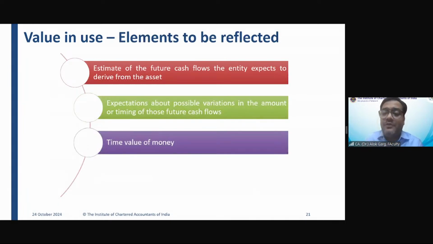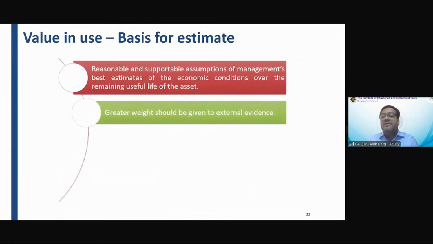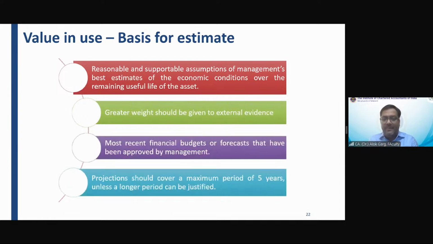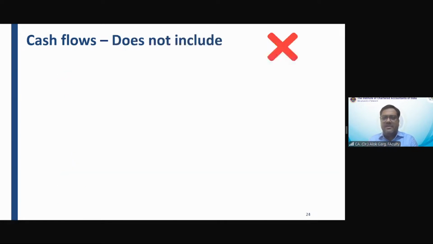And your cash flow: you need to estimate the future cash flows which are directly related to the asset. When I say cash flows, I mean inflow as well as outflow. This cash flow is always required to be measured for the asset in its current condition. And this cash flow is related to the continuing use of the asset as well as the terminal cash flow. So this is what we have discussed around cash flow.